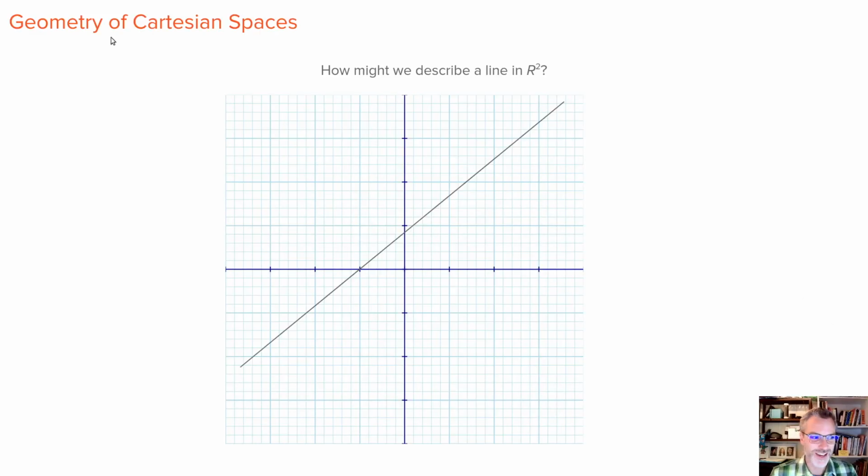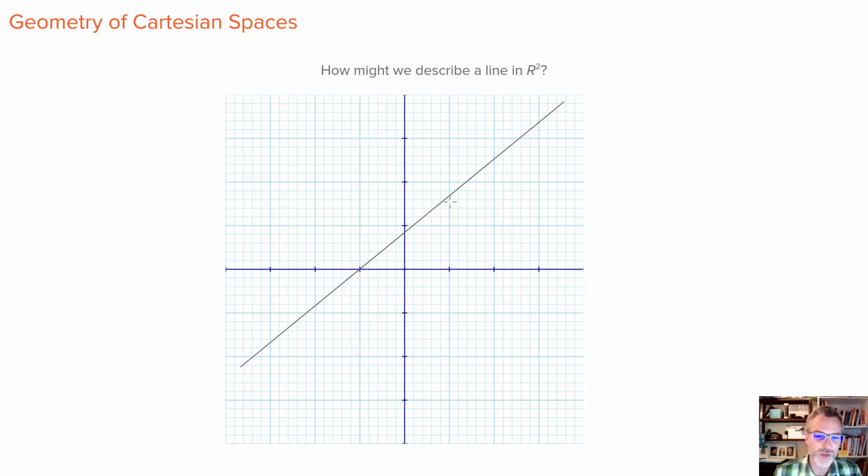Let's talk about lines now. Here's a line. Oop, there was a line. Here's a line in R2. Ultimately, what we'd like to do is describe this object, this line, mathematically.